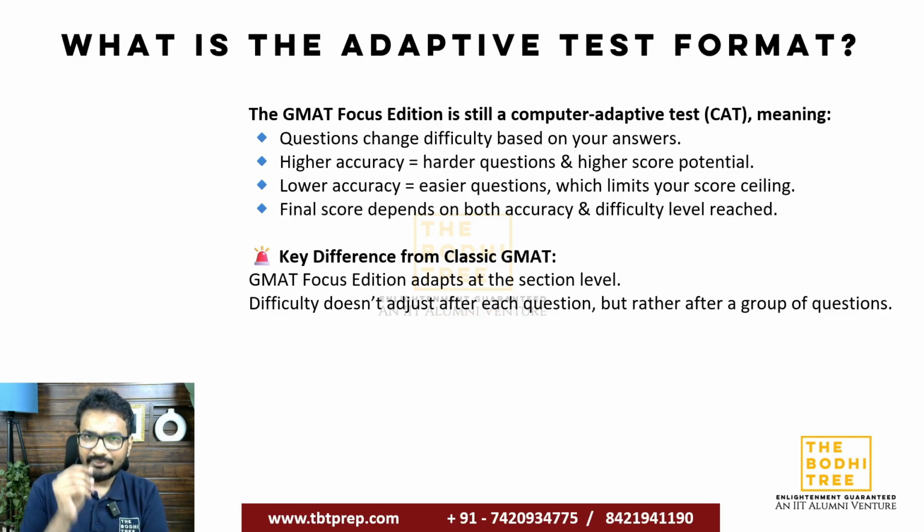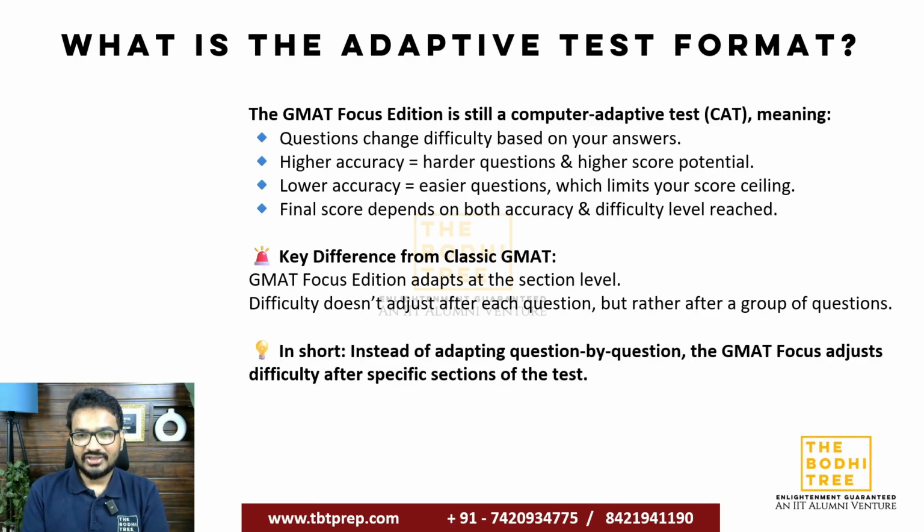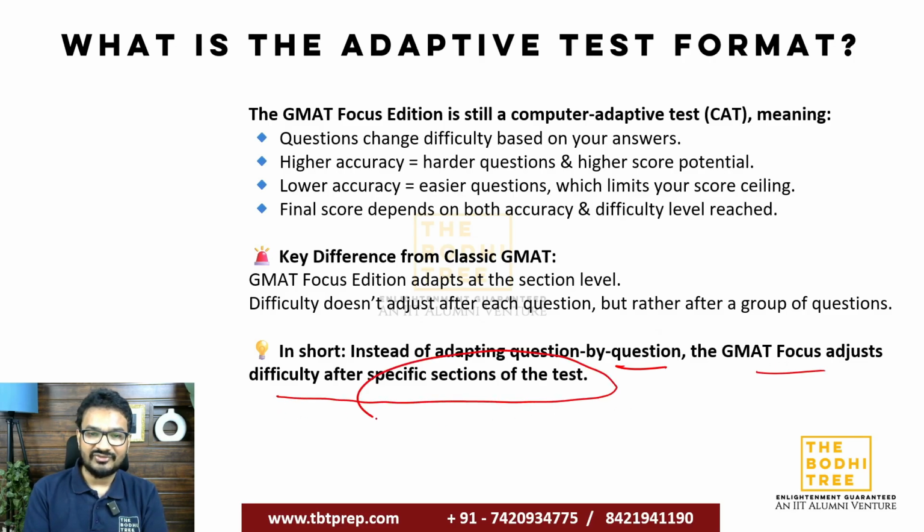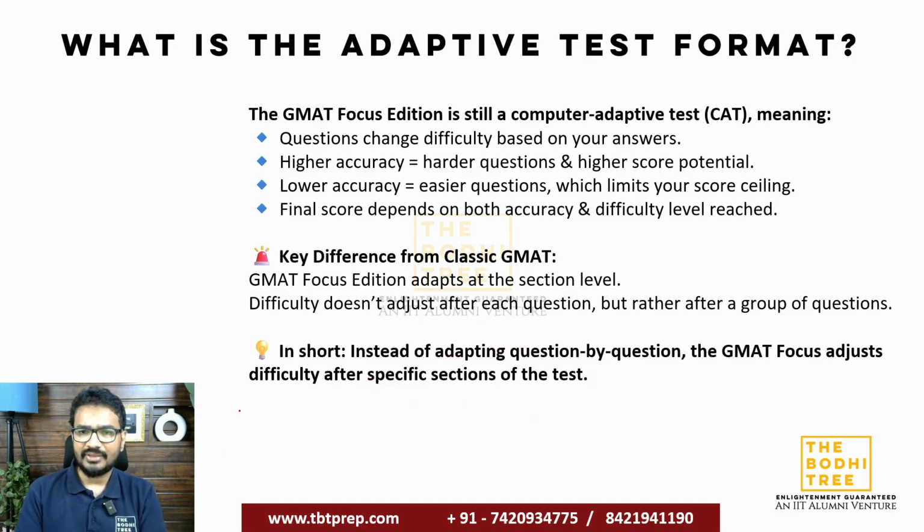So it's very important that the initial 4-5 questions that you are marking in your test should be correct, right? In short, instead of adapting question by question, the GMAT Focus adjusts difficulty after specific sets of questions in the test. I hope I am being clear. It's imperative that you focus a lot on accuracy. Obviously, you have to focus on speed as well, but focus a lot on accuracy. Spend 2 seconds, 3 seconds, 5 seconds extra to get that correct answer, at least in the initial 4-5 question set, right?